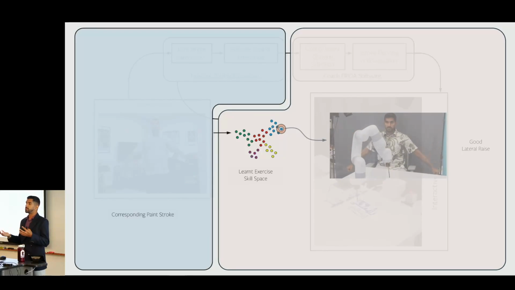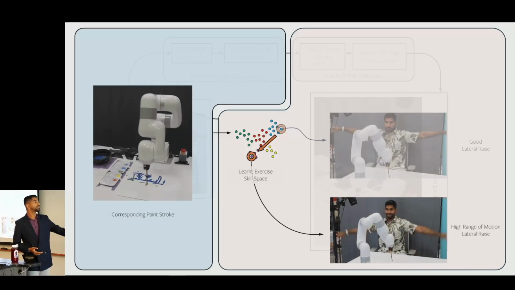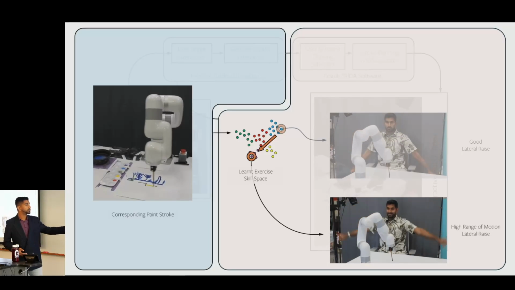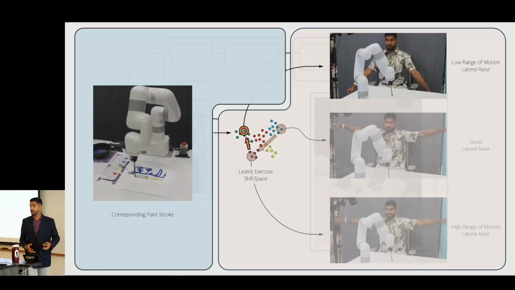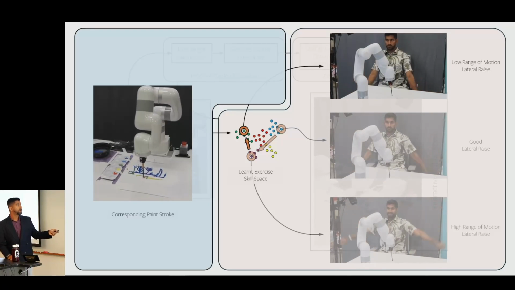Now, maybe my next repetition isn't as good. It gets mapped to a different part of my latent space where I have too high of range of motion. And this gets mapped to a yellow paint stroke over here. And finally, by the end of the exercise, I'm tiring out a lot. My range of motion is really low. And this gets mapped to a red paint stroke over here.